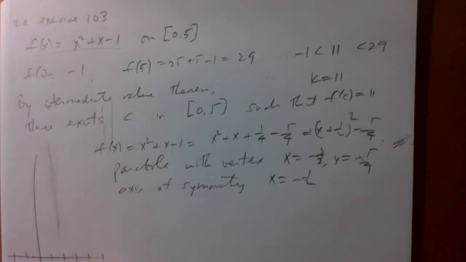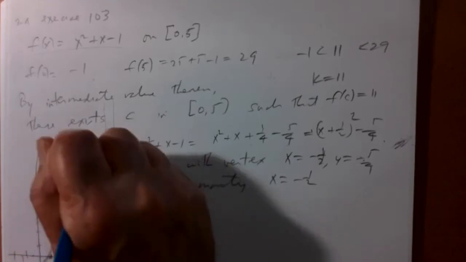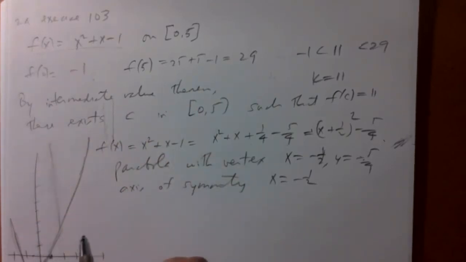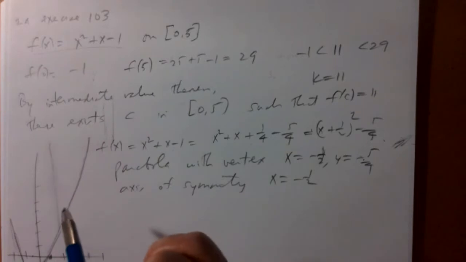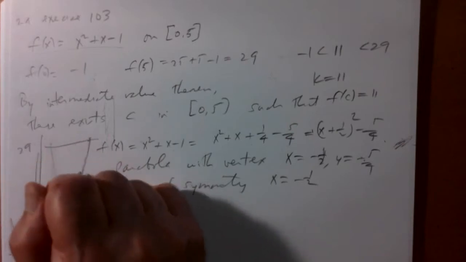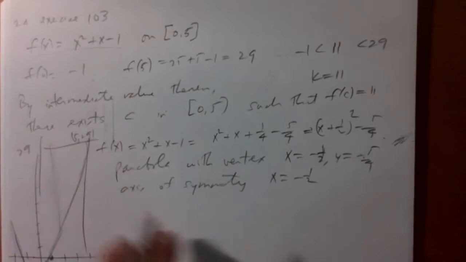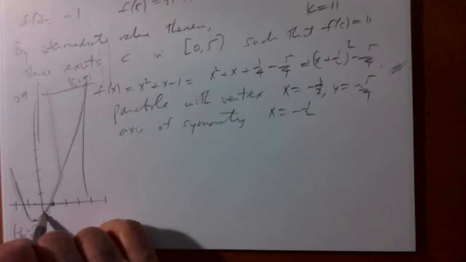The y-intercept is at minus 1. When x is 1, it has the value 1. When x is 2, it has the value whatever. So this parabola is going up like this. And somewhere, I mean, this is not drawn to scale, when x is equal to 5, the value of the function is 29. At x equals 0, the value of the function is minus 1.